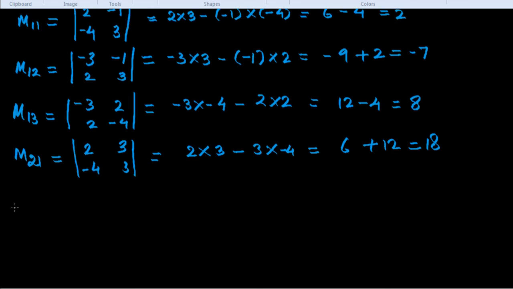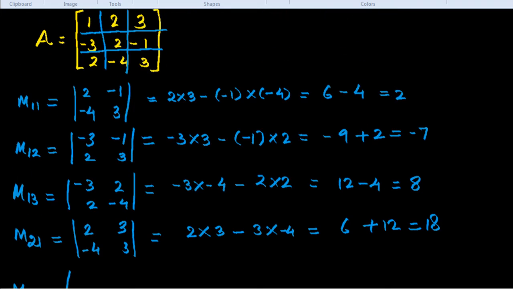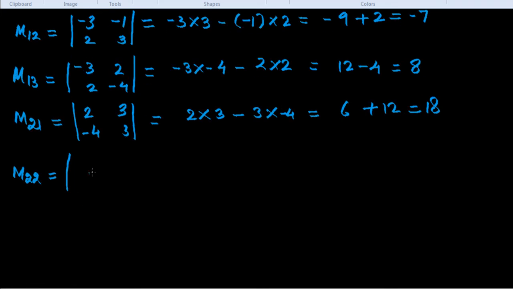Sorry, M21 we have taken already. So M22 here. a22 is this one, 2. We leave this column and this row, and we put |1 3; 2 3|. Now we simplify this. It is 1 into 3 minus 3 into 2. We get 3 minus 6, which is minus 3.